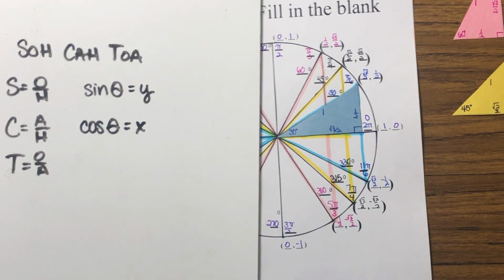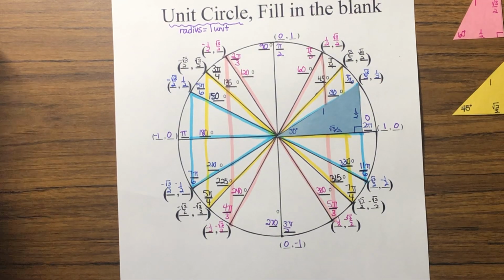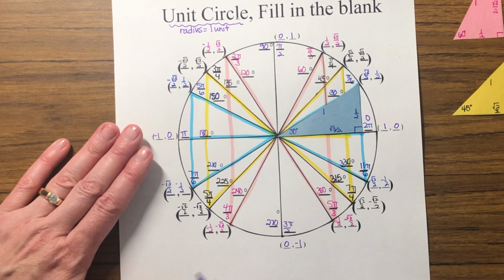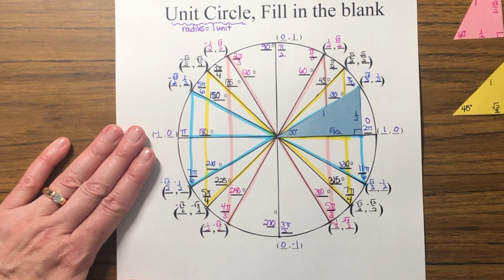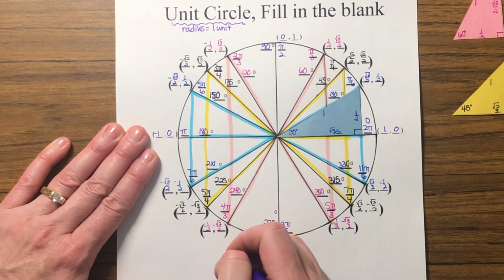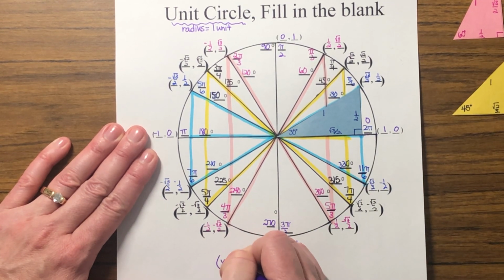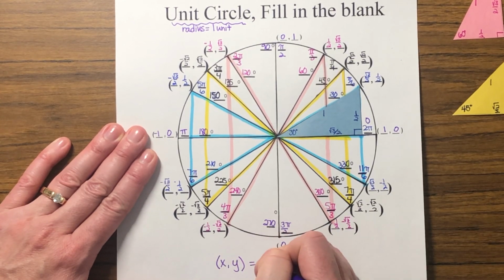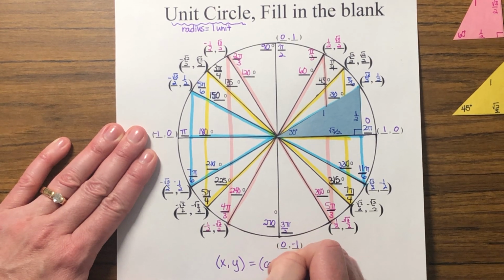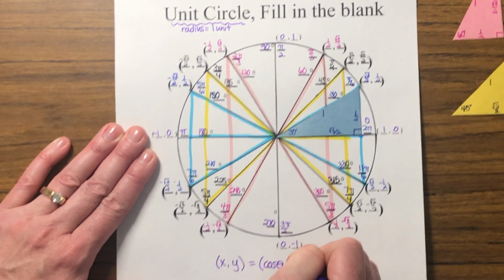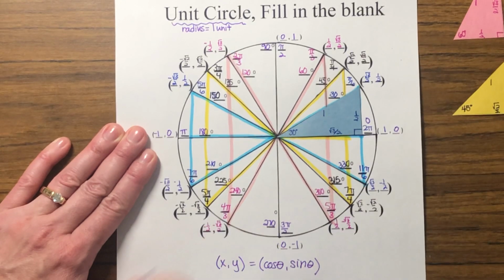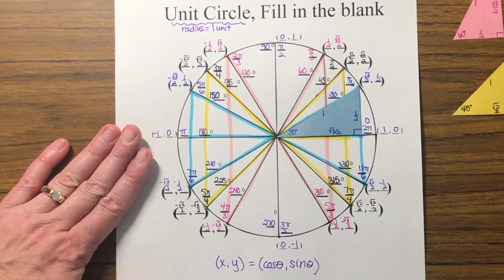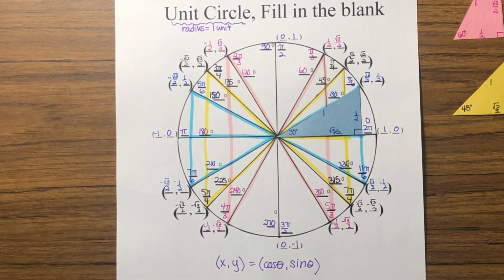So on a unit circle, anytime I have an ordered pair, let me write this so you can see it. Any ordered pair x comma y is equivalent to the cosine of that angle and the sine of that angle. That's what that looks like. Keep that in mind. We're going to use that. You ready? Let's look at an example of what that might look like.